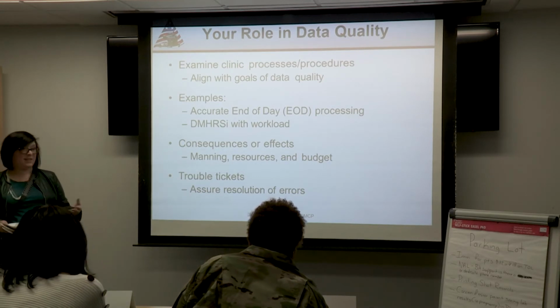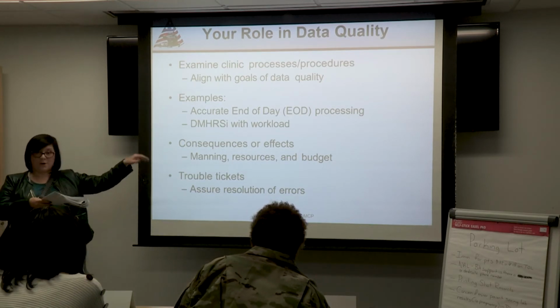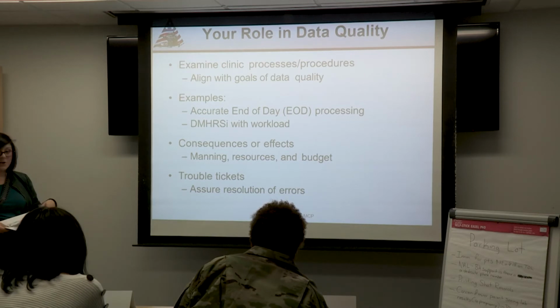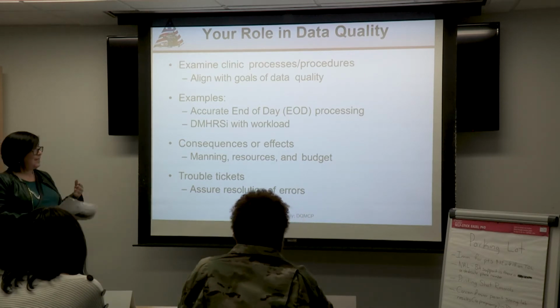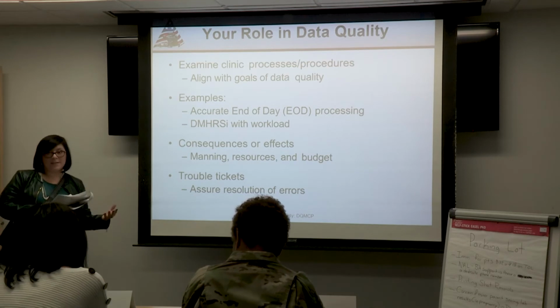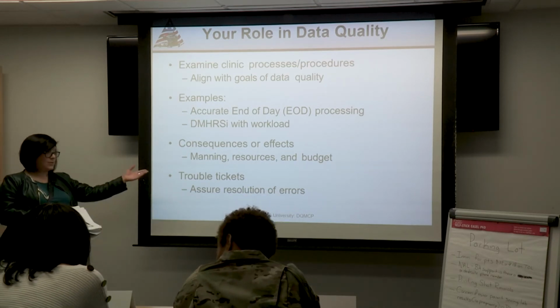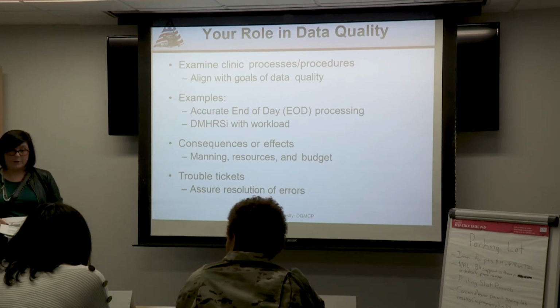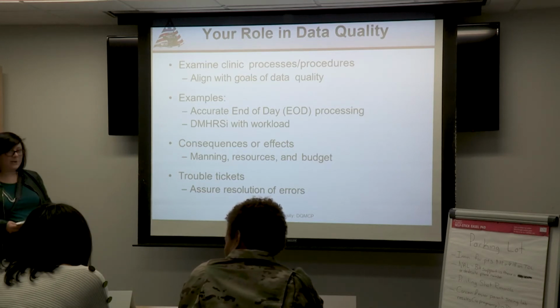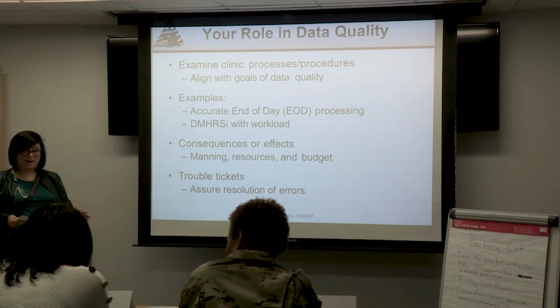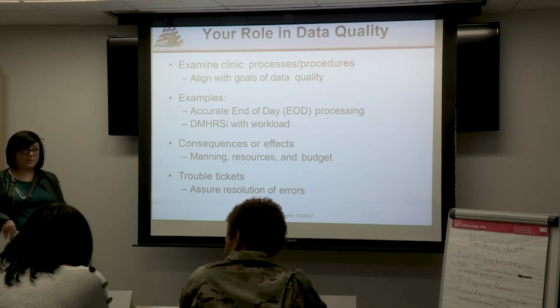Consequences or effects, such as they affect our manning, our resources, our budget when we don't do that. So if we have issues with, say, end-of-day processing, or something is not working with the MSA, maybe we want to put in a trouble ticket to assure resolution of some of our errors. So that's something that you can help us with in trying to meet our goals and our metrics.